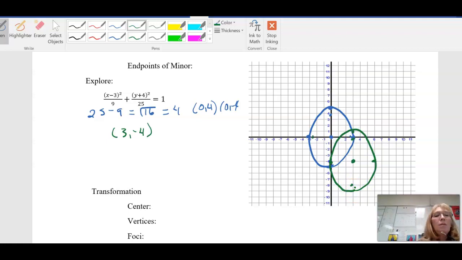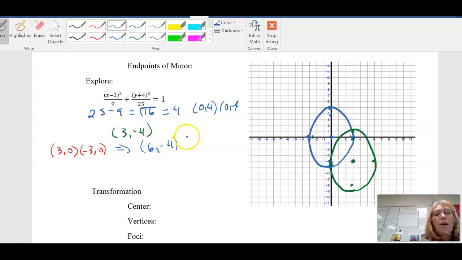Now mathematically, we're going to look at our first set. So our first set was x was 3, 0, negative 3, 0. Okay, let's add 3, negative 4 to that. So our move is going to be 6, negative 4, and 0, negative 4, which is what we have.